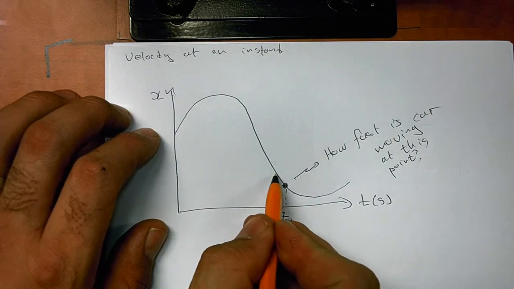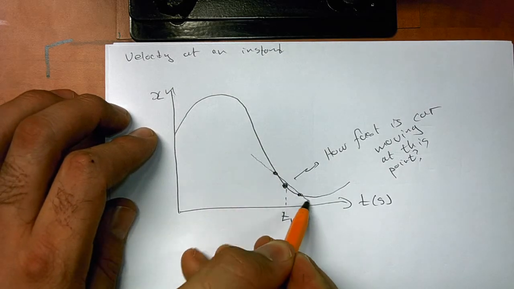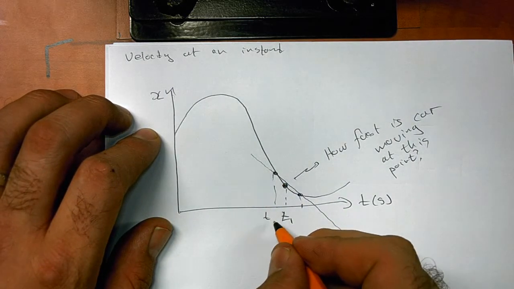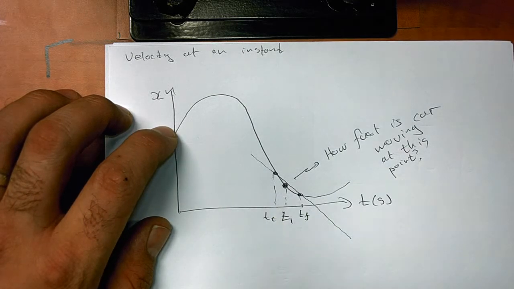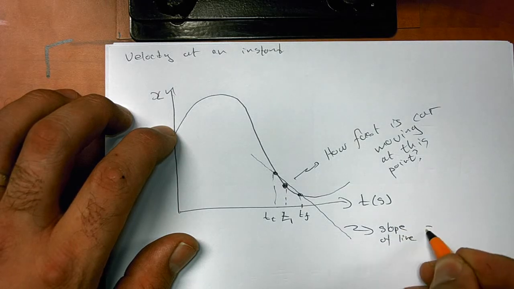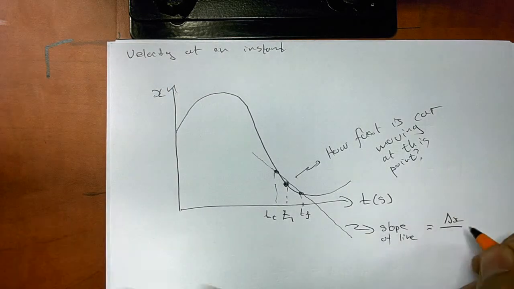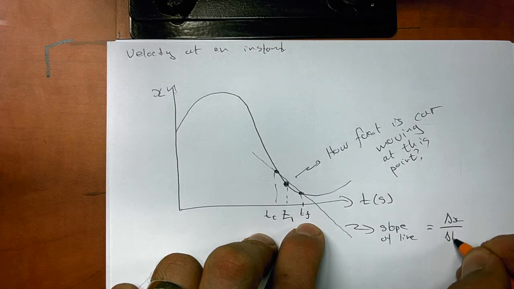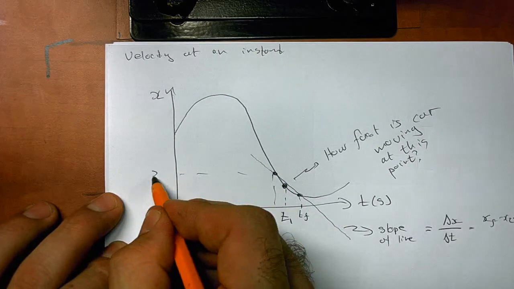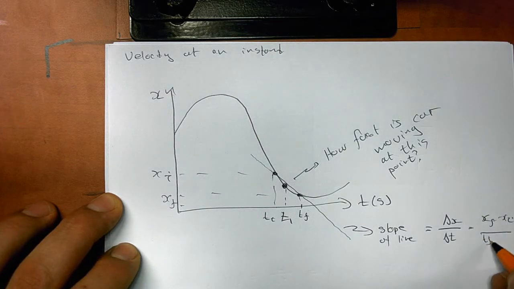Well, let's say we take this point and that point. And we know the slope of a line passing through these points gives me the average velocity between that interval. So let's call that t initial, t final. So we know the slope of this line. Remember, the slope is the change in the vertical axis, so in this case delta x, divided by the change on the horizontal axis, in this case delta t. So that's x final minus x initial, where that would be x initial, and that would be x final, divided by t final minus t initial.